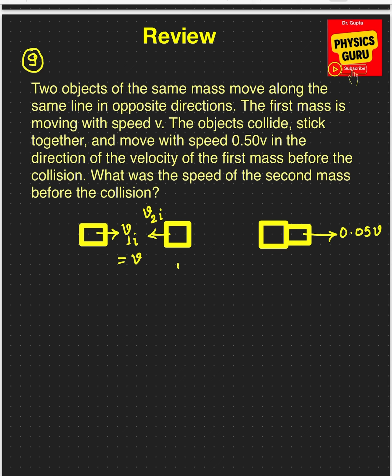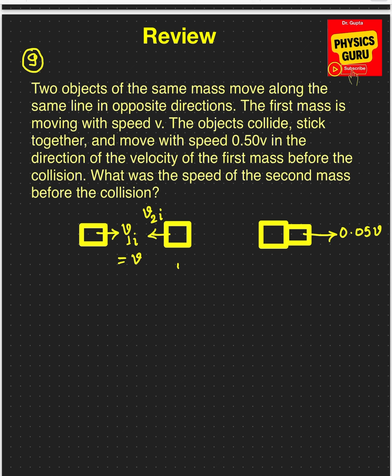So the question is again, this object is moving at a certain speed. This object is moving at a certain speed. After collision, they stick together and move with a certain speed, and you have to find out what is the speed of the second object. So this is a case of perfect inelastic collision. So all you have to do is write down the momentum equation.